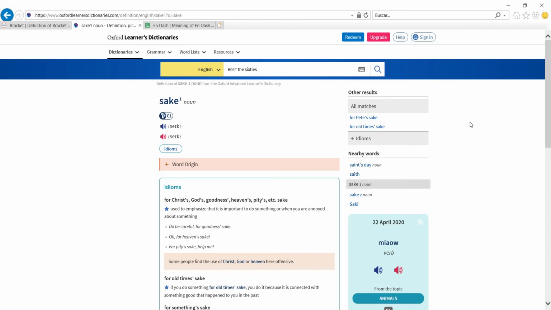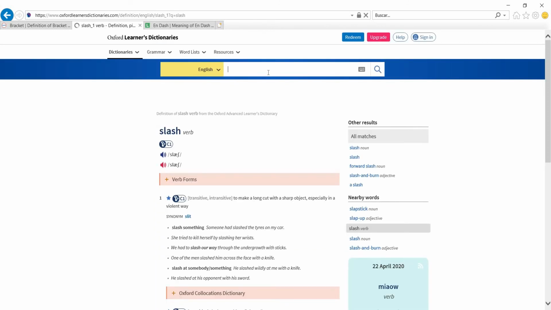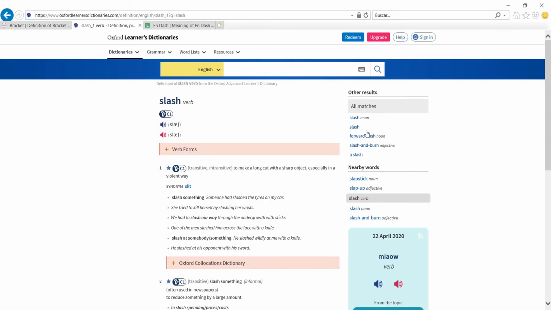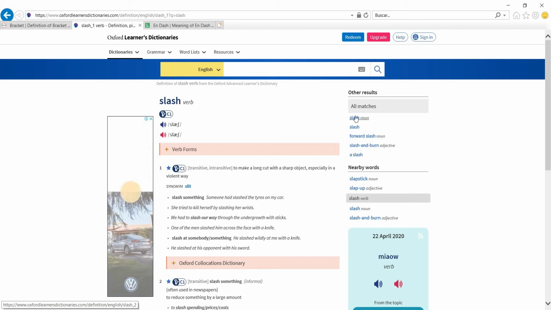Okay, let's move on then to... Well, we're not going to consider the question mark, but we're going to consider something that was not mentioned here and that I think is interesting. One is the slash. You know, there's a forward slash and a backward slash, right? Forward slash and backward slash.